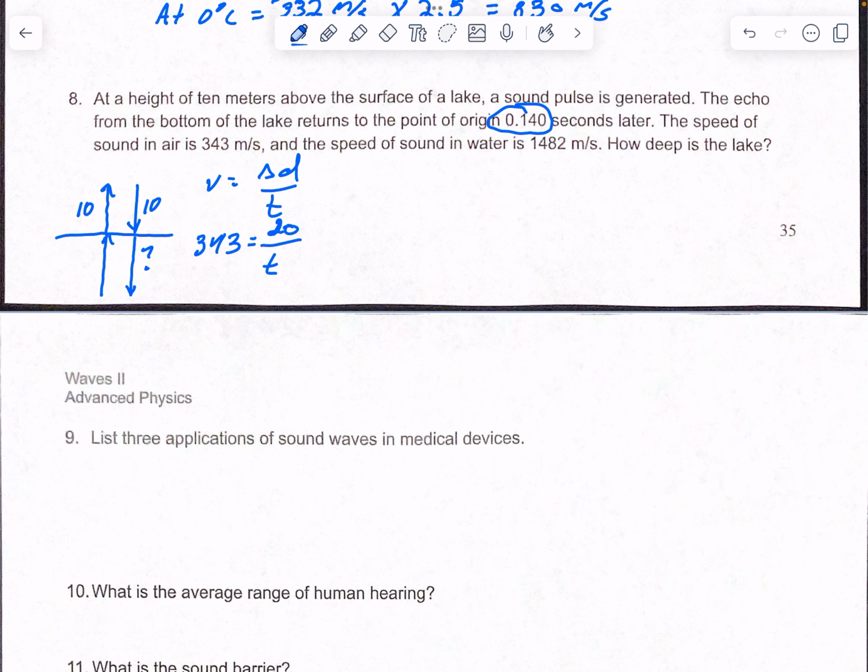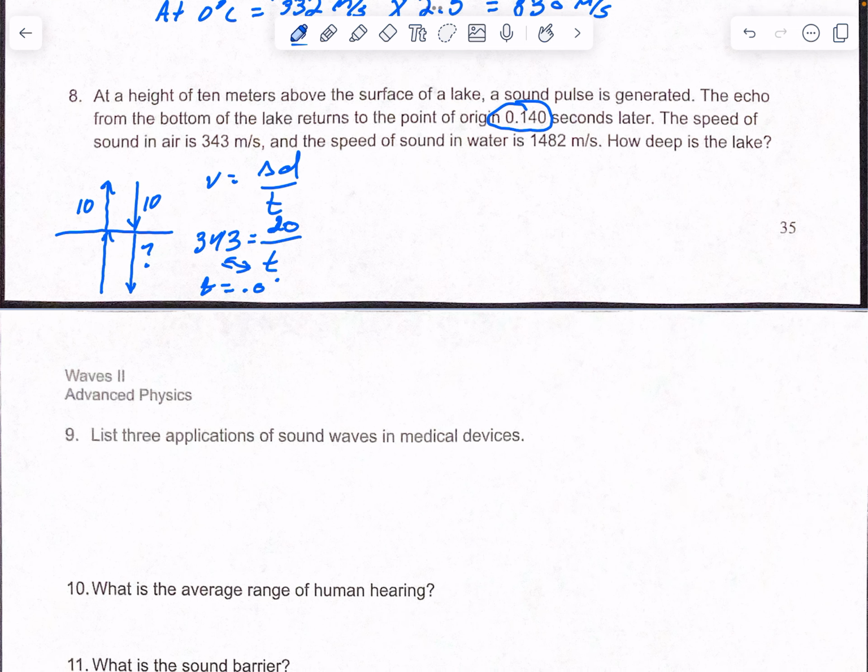And then time, I don't know. So just swap the 343 and the time, and you get a time of 0.58 seconds. So that's how long it was in the air. So what I'm going to do is subtract it from that total time. So 0.140 minus 0.058.